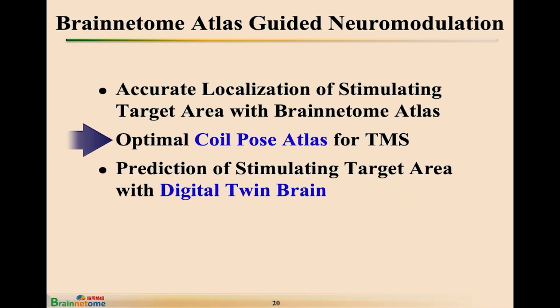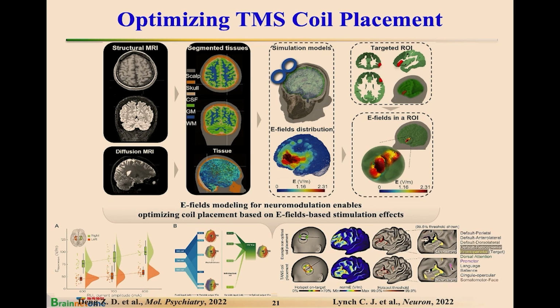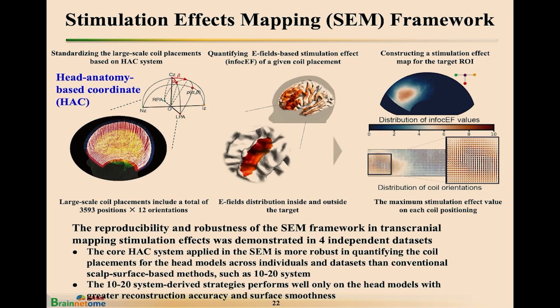So another topic is about how to put the coil. In fact, the first part I just told you was where we should put it, but what is the posture? So this is another big issue. Here we try to establish the effect relationship, because the coil is always put outside the skull, scalp, but the effects are on the cerebral cortex. So we needed to establish what we call the stimulation effects mapping between the coil and the cortex.